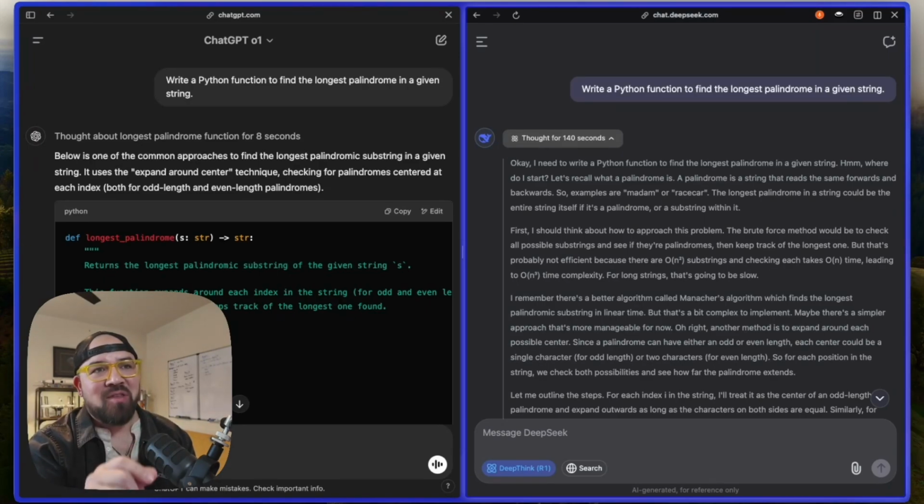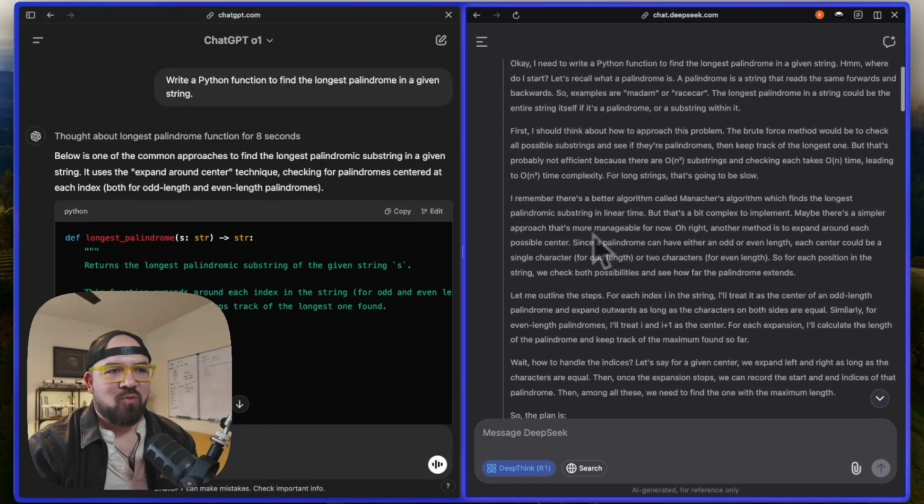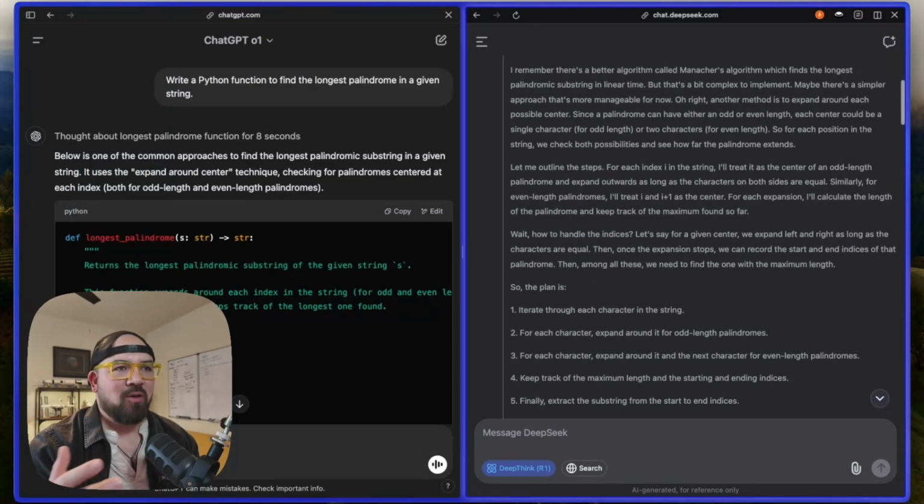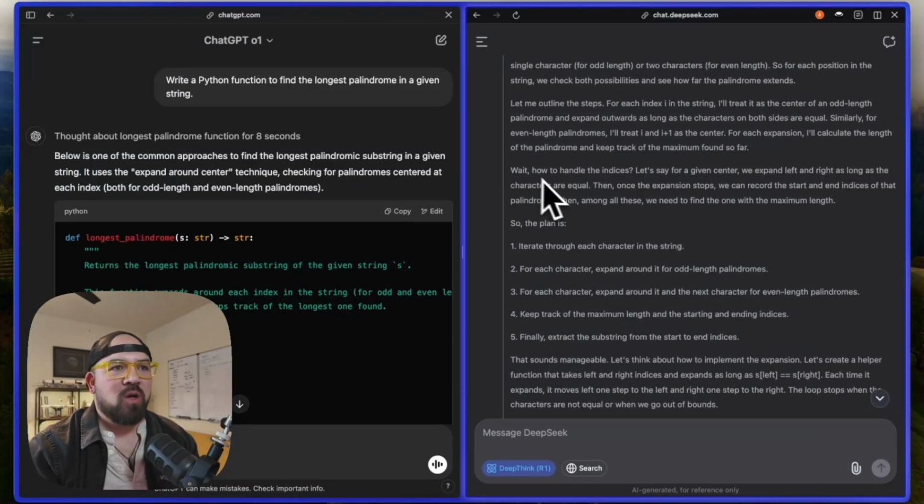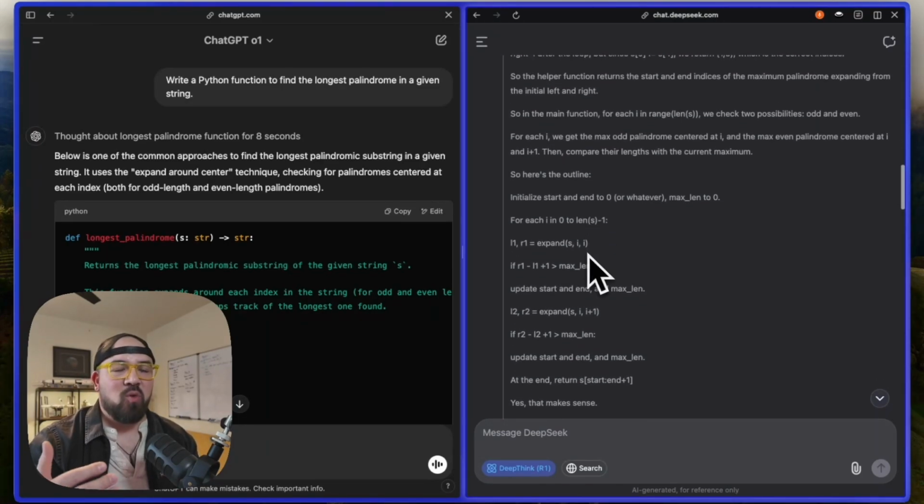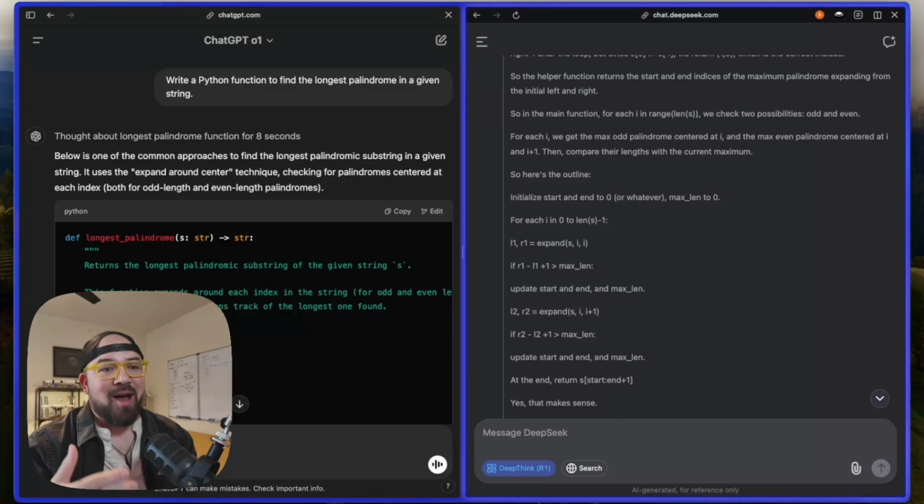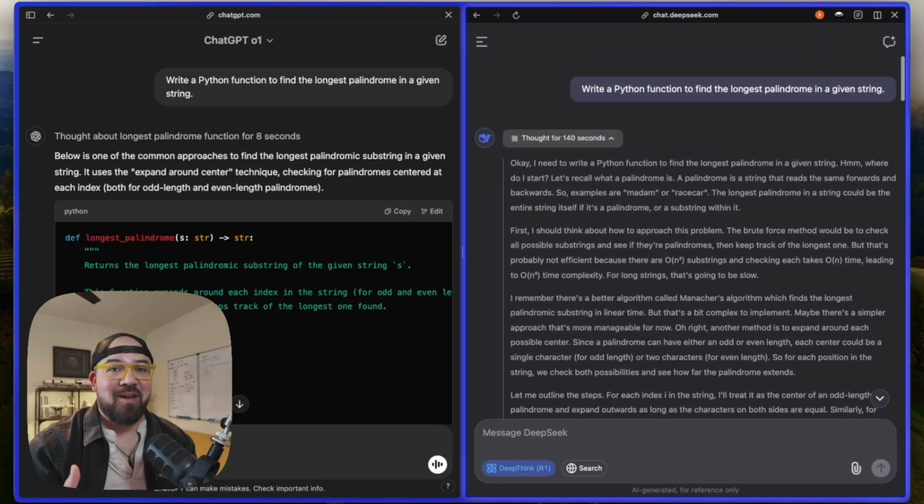Okay, I need to write a Python function. First, I should do this. Remember, here's my outline, outline the steps. Oh, wait, what about how to handle the indices? All of these things are similar to the process I would do as an engineer solving these problems. So I felt like this is a really cool insight into seeing how R1 handles this type of reasoning.